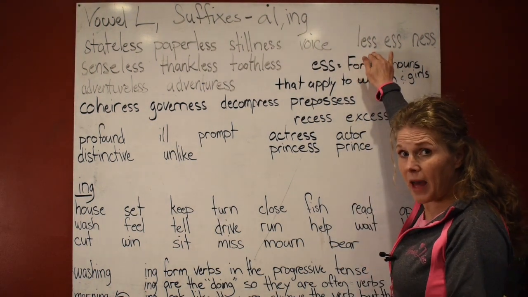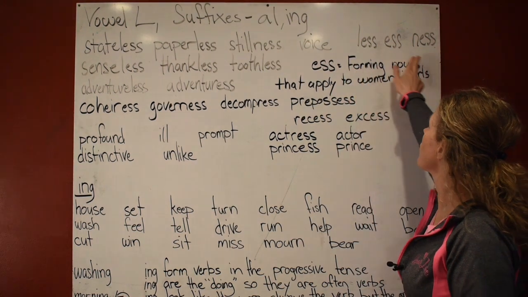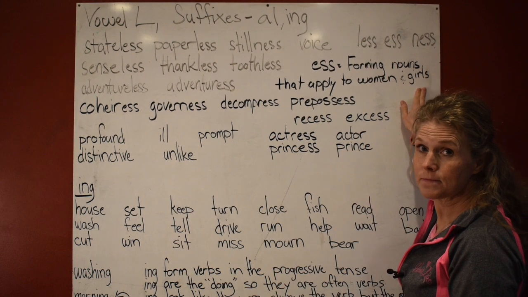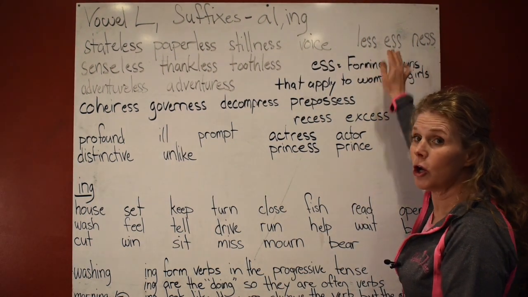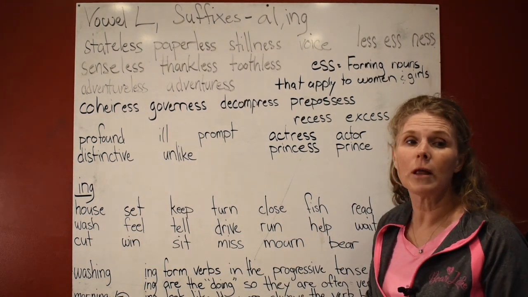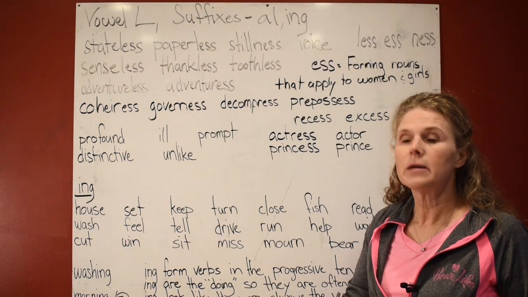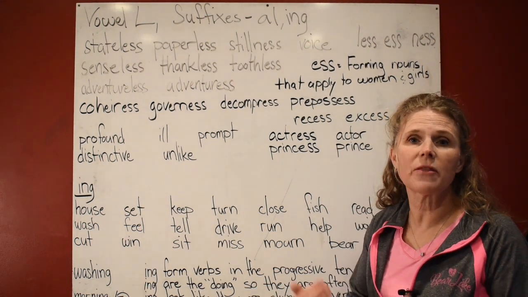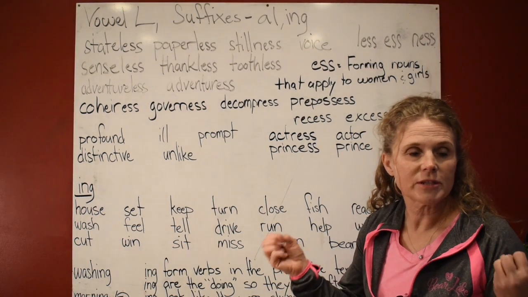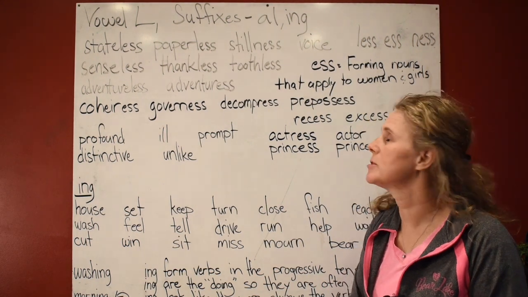Now less means without. Ess though, it's forming nouns that apply to women and girls. This suffix onto something, you know that they're going to be talking about a woman or a girl, and it's a noun. What is a noun? A person, place, thing, or idea. Yeah. Exactly. It's something that you can often touch or feel. Obviously, you have concrete nouns, you have abstract nouns.